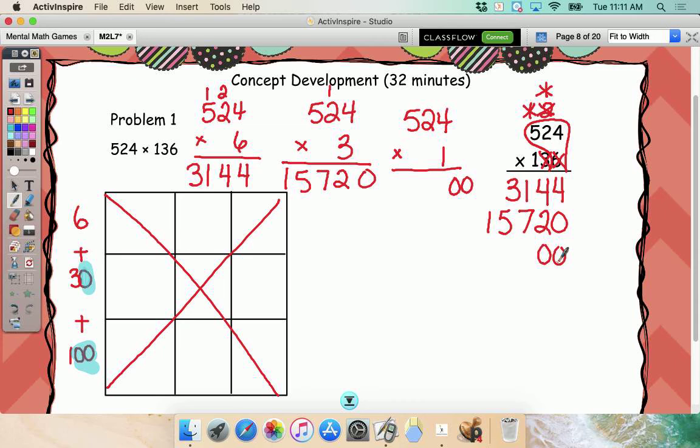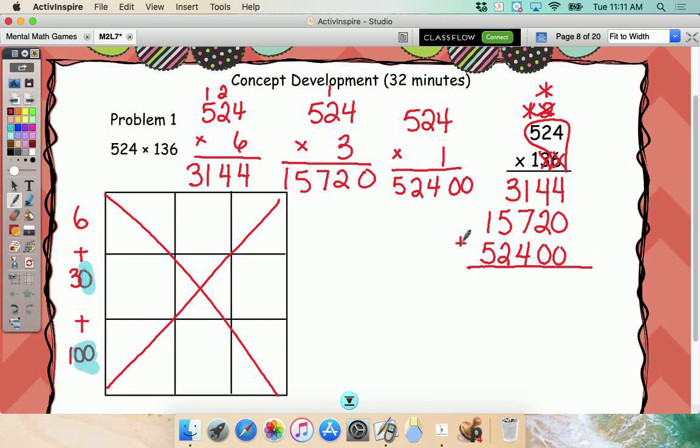Now this is just 524 times 1. You know how I know that? Because I wrote it right here. Think you can do that problem on your own? Okay, go ahead and do that problem on your own. And I'm just going to make sure I did it right. So I got 52,400.